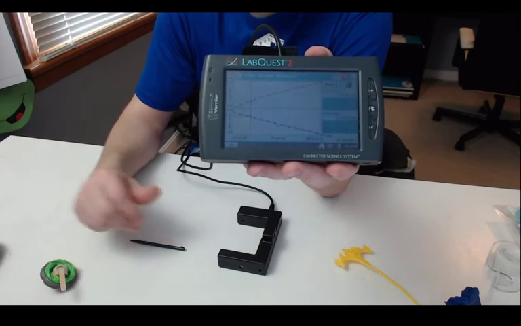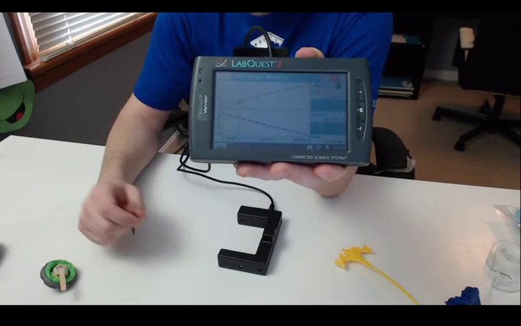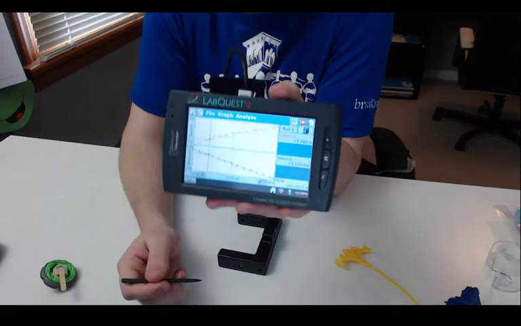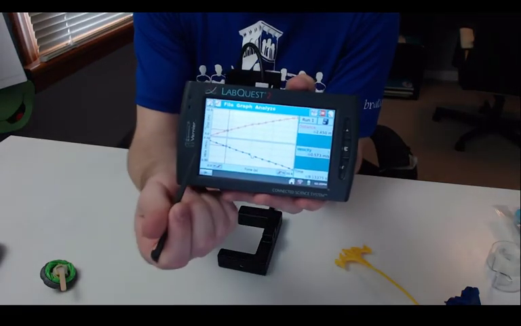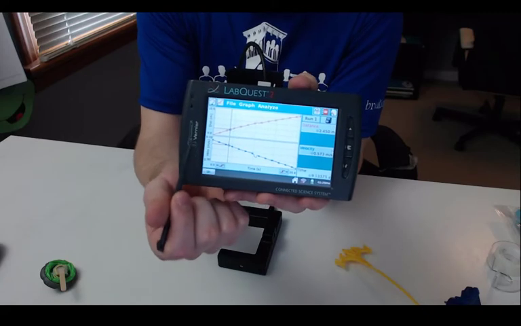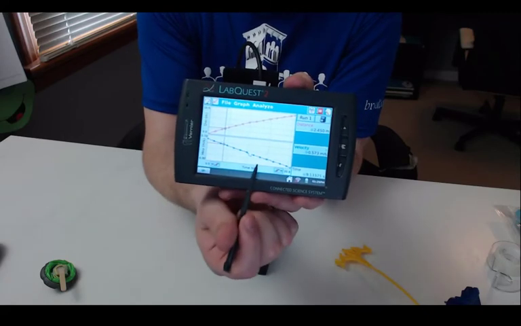With that value for initial and final, you can calculate an angular acceleration. What we're also going to do to calculate an angular acceleration is we're going to use this graph here. Notice that the y-axis is velocity and the x-axis is time.